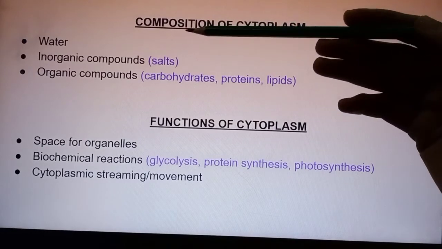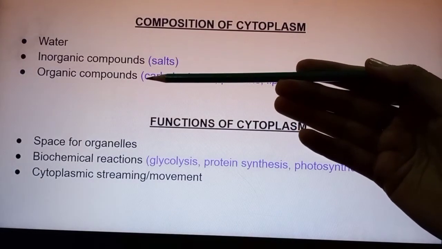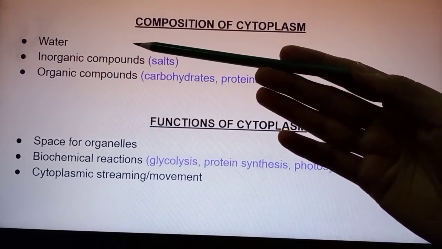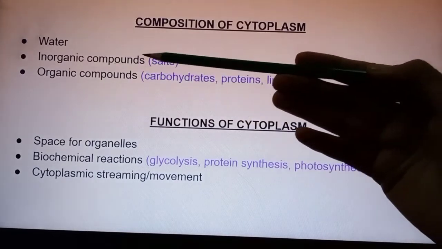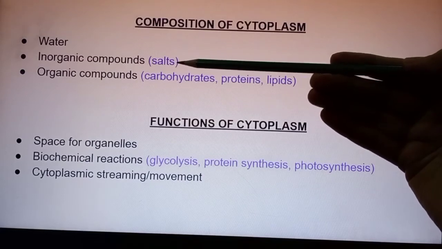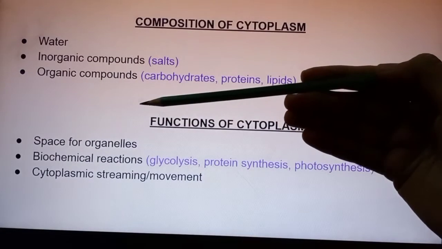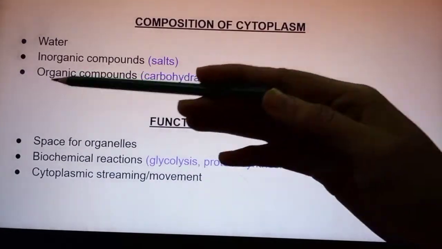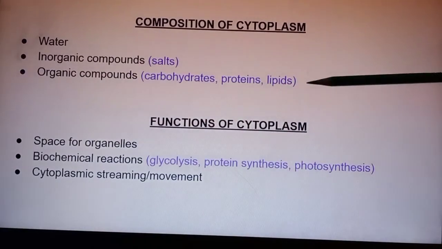Next, we are going to talk about the composition of cytoplasm. There are three major components of cytoplasm. First is water, which is found in the greatest quantity. Then inorganic compounds, which are the inorganic salts, and some are completely dissolved inside the cytoplasm and some are partially dissolved or they just float inside the cytoplasm. Then come the organic compounds, which are carbohydrates, proteins and lipids.